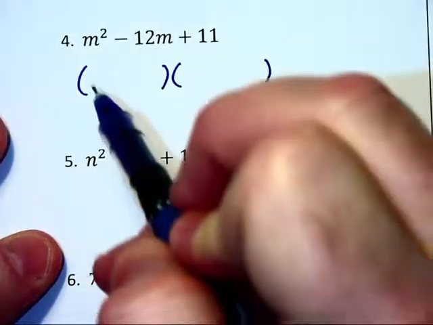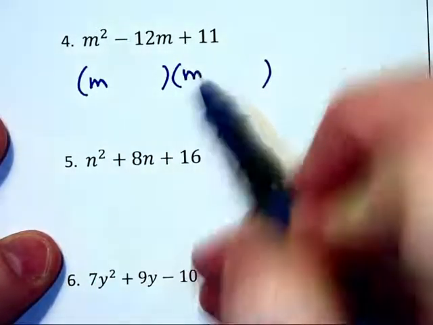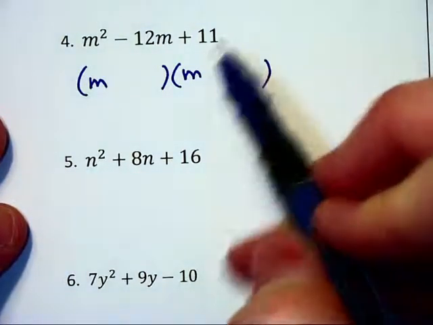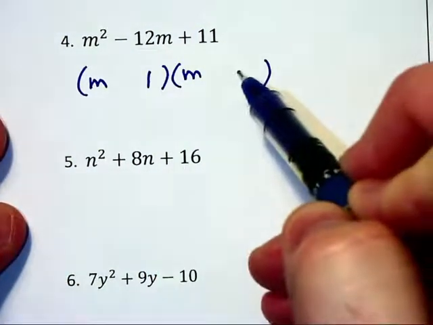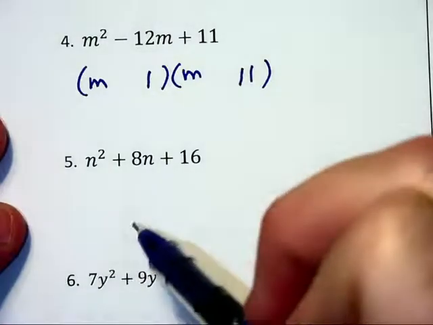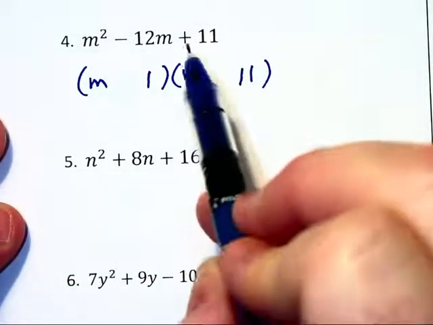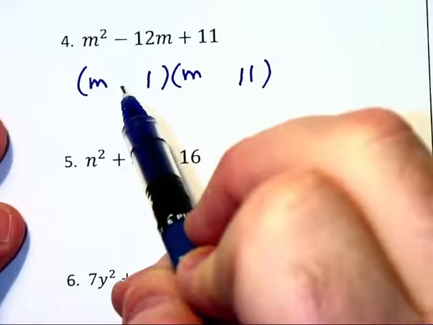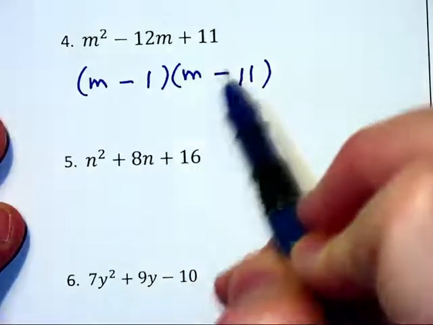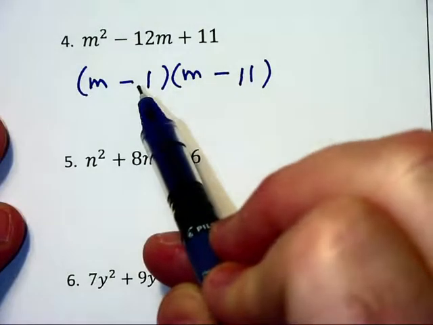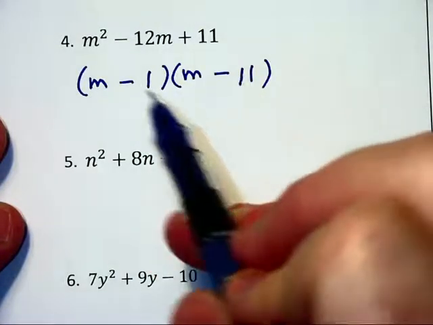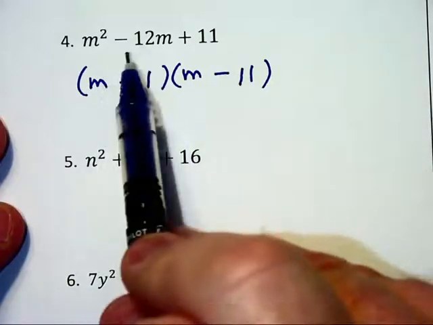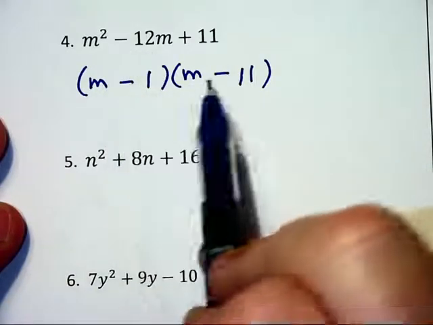Here we go. m times m makes the m squared. We need two numbers that multiply together to make 11. Well, that's easy because 11 is a prime number. It's got to be 1 times 11. Now we just need to watch the signs. When this third number is positive, that means both numbers in the middle will have the same sign, because you need a negative times negative to make a positive, or a positive times positive to make a positive. But since we're adding up to negative 12 in the middle, that tells me both of those will become negative.